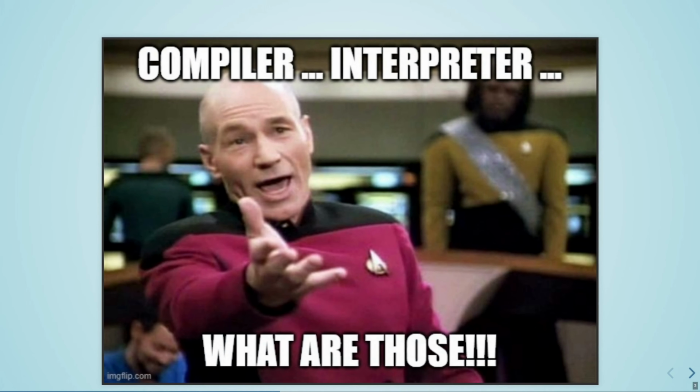Now, if you're new to computer science, you're probably going to be wondering, what the hell are those? A compiler basically turns your source code into an actual program that can be run, and an interpreter just kind of directly runs your source code. You're going to need one of these two things to actually make a program.